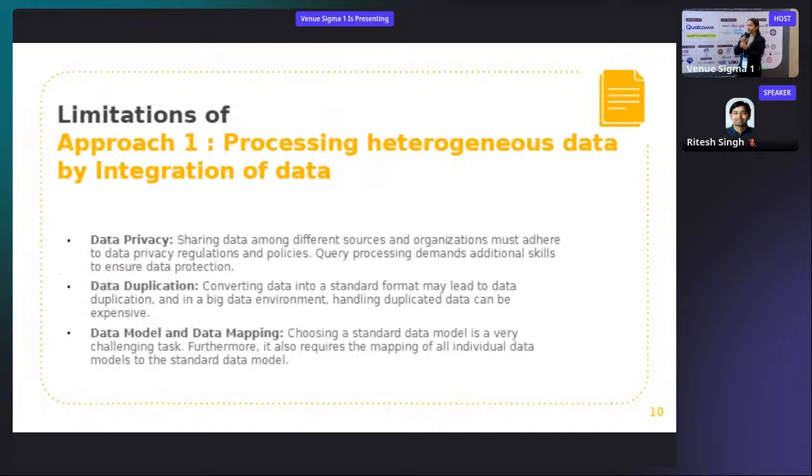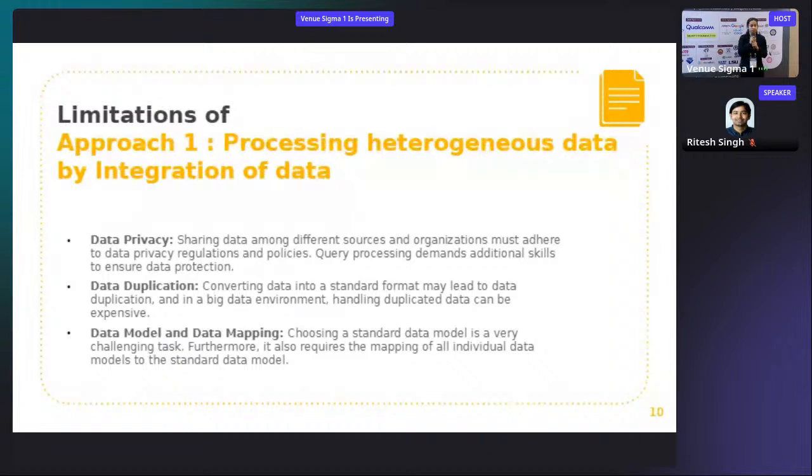When we are talking about processing the data in the integration of data approach, it is similar to the traditional ETL process, where we are extracting the data, transforming it to a common form, and then loading it for further processing. When we transform data into a common, unified format, it leads to the following limitations.